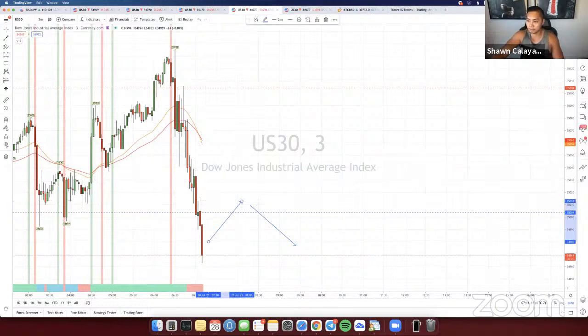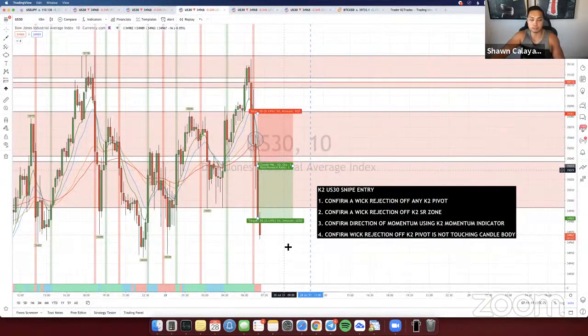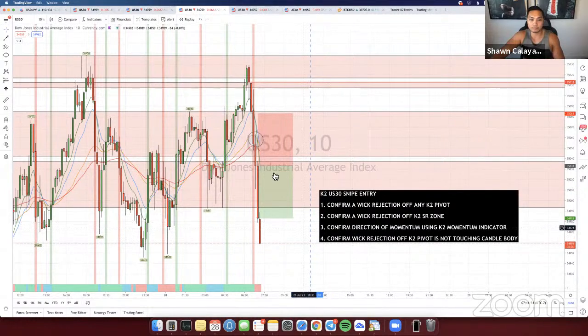So let me see. Abraham said, does it have to be on the 10-minute? Some people have used it on higher time frames, Abraham, but personally I've only tested on the 10 minutes. So if you want to go test it on other time frames, you can. But for me personally, this strategy was meant for the 10-minute.